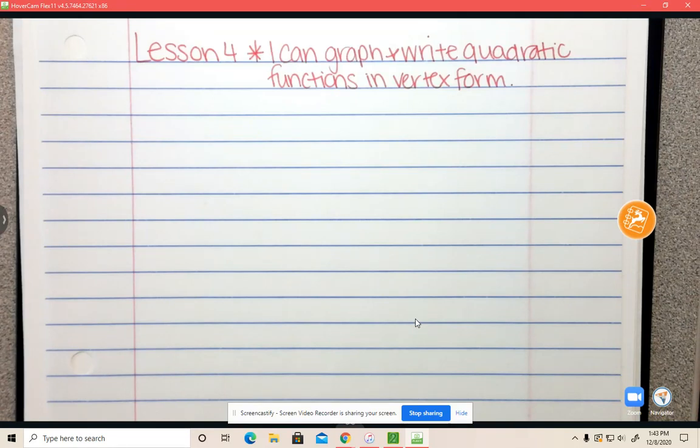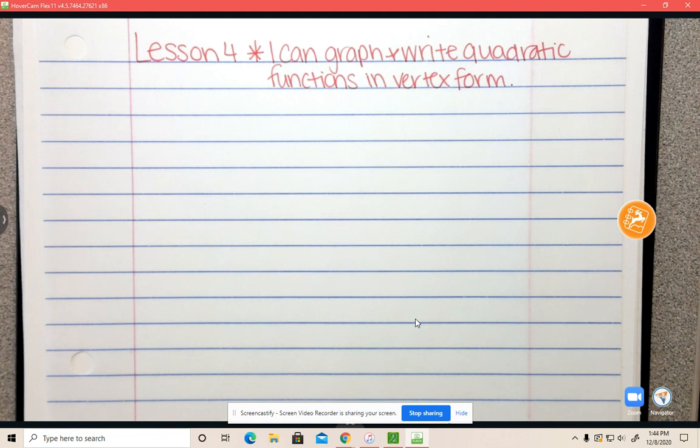Okay, today we're going to look at Lesson 4, and our I can statement or learning objective is I can graph and write quadratic functions in vertex form. So we're switching gears a little bit. We've been factoring quadratic expressions. Now we're going to look at quadratic functions. We're going to talk about what those look like and how you can pull different information from the function or the equation and how to graph that. And we're going to look at those in the specific vertex form.